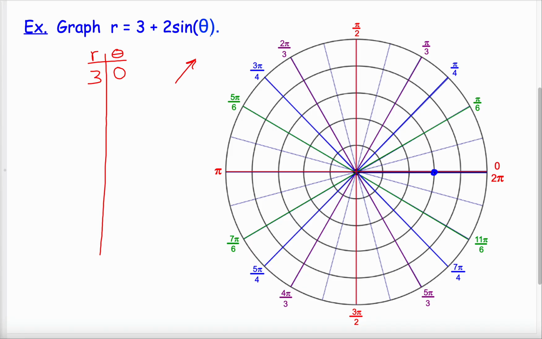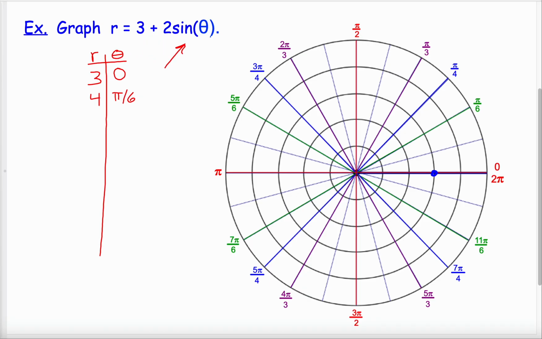All right, let's figure out another angle. I guess pi over 6 would make sense. And then we figure, what's the sine of pi over 6? That's why we had to memorize the unit circle. Sine of pi over 6 is a half, times 2 is 1. 3 plus 1 equals 4. So at pi over 6, we're going to get r is equal to 4. That's way over here.